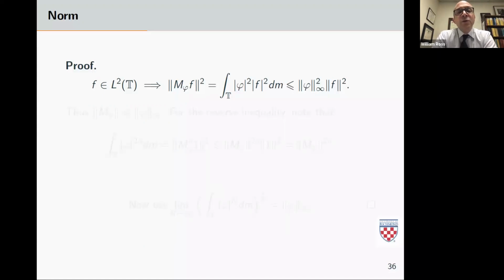So for an f in L2, the L2 norm of M phi of f, squared, you write it out as an integral. You sacrifice an inequality by pulling the modulus of phi squared outside the integral, and then you're just left with the norm of f squared. Now you sup both sides over unit vectors in L2, and that'll give you an upper bound.